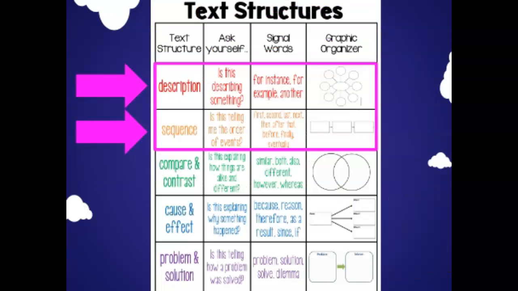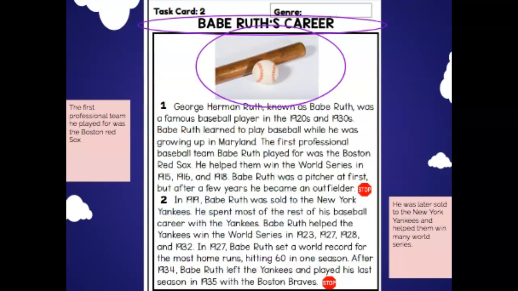So now I'm going to scroll back to my text structure page. I'm looking for any signal words that the author used. So I know the author used words such as first and last. In paragraph 1 it says, Babe Ruth was a pitcher at first, but after a few years he became an outfielder. It also tells me at the end, in paragraph 2, Babe Ruth left the Yankees and played his last season in 1935. So those are some key words that we were looking for.